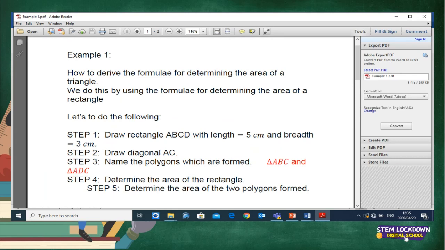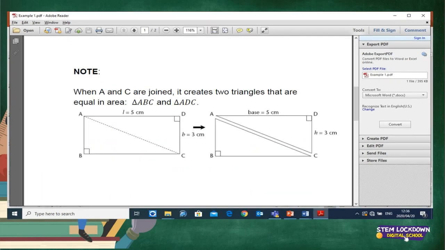And once you have determined the area of that rectangle, something that you know from the previous lesson, you can now determine the area of the 2 polygons which are formed. Those are triangle ABC and triangle ADC. You will be able to see that once you have joined A and C, it creates 2 triangles that are equal in area, triangle ABC and triangle ADC.